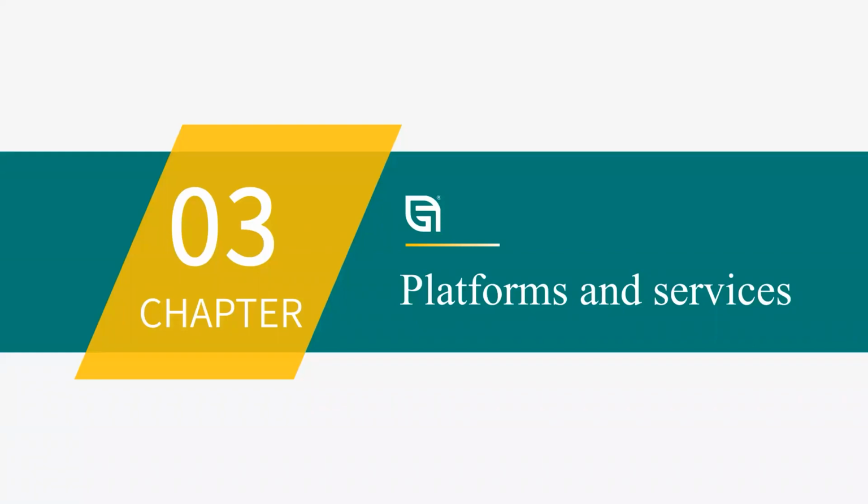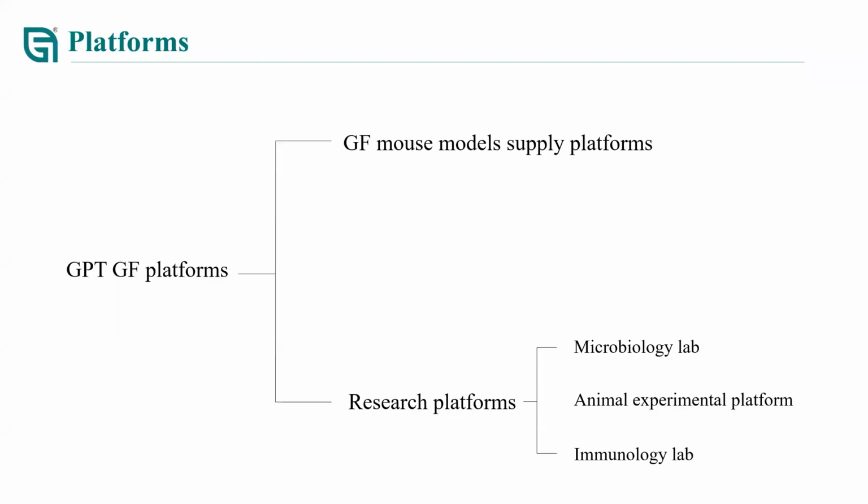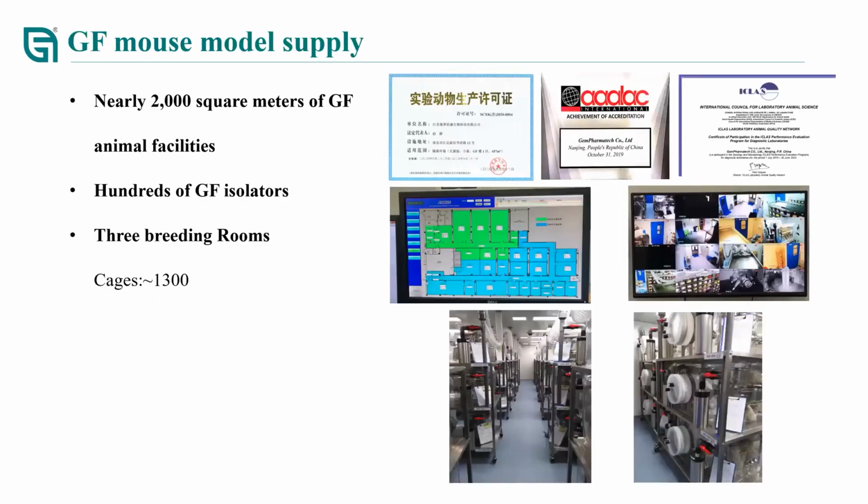The last part is about our platforms and the services that we can offer. Our platforms are made up of two branches. The first is the germ-free mouse model supply platform, which is where we raise and maintain our germ-free mice. The second is the research platform, where we have our own microbiology lab, animal experiment platform, and immunology lab. The research platform allows us to provide high-quality experimental services for our customers. Let me first introduce our germ-free mouse model supply platform.